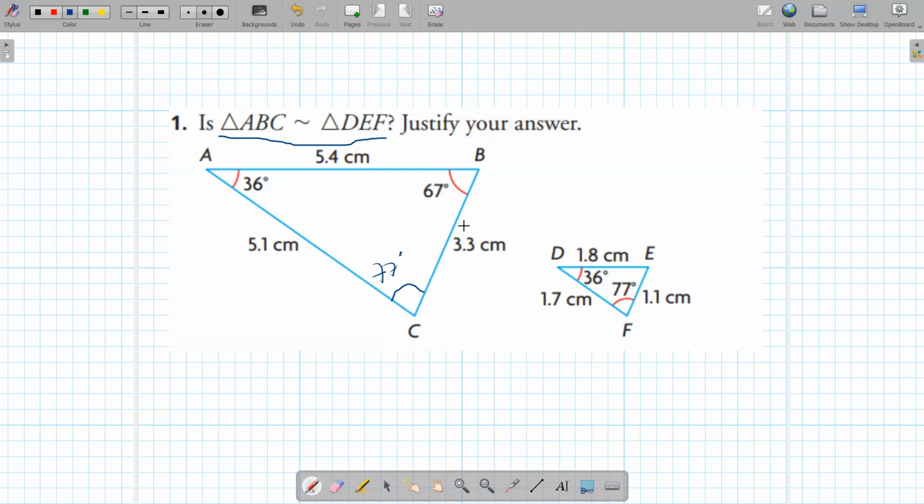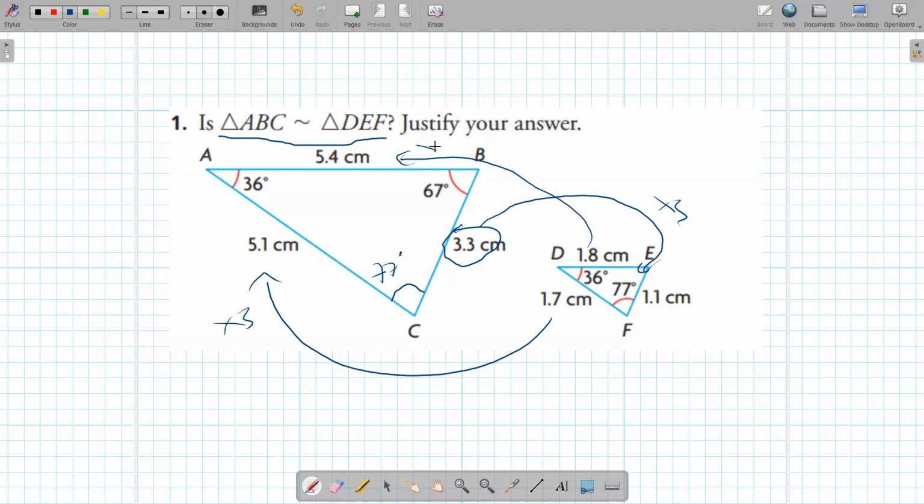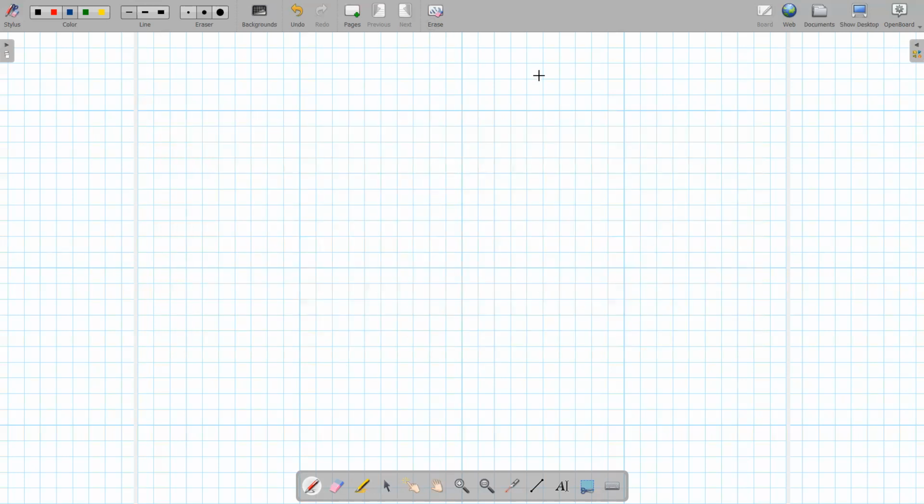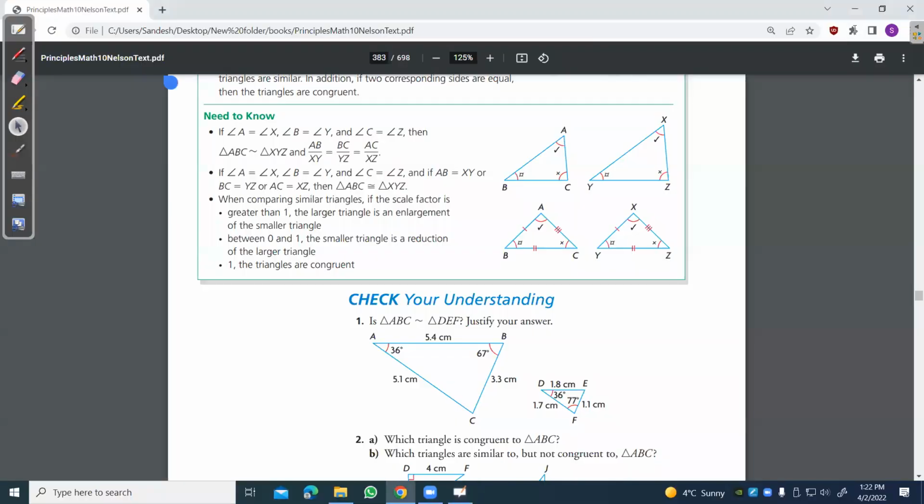You can also check for the scale factor. Look at this. 3.3 to 1.1, it's times 3. 1.7 times 3. 1.8 times 3, yeah? The scale factor also checks out. So it must be similar.